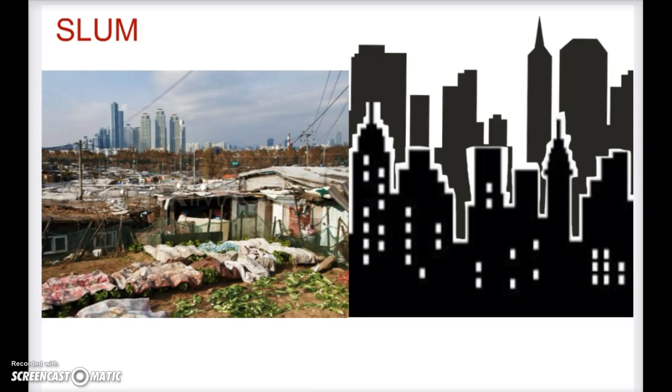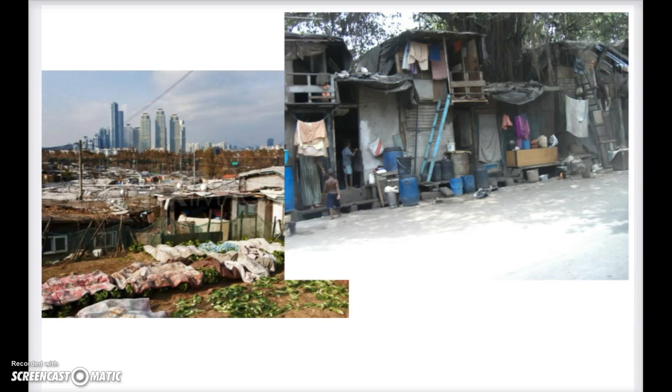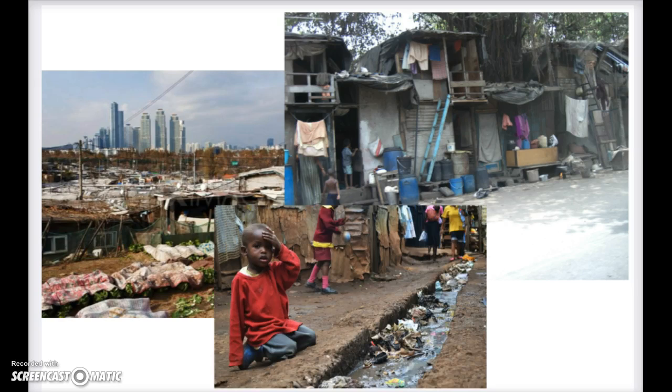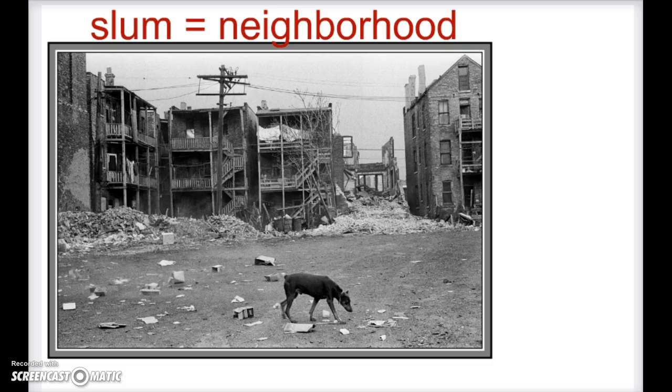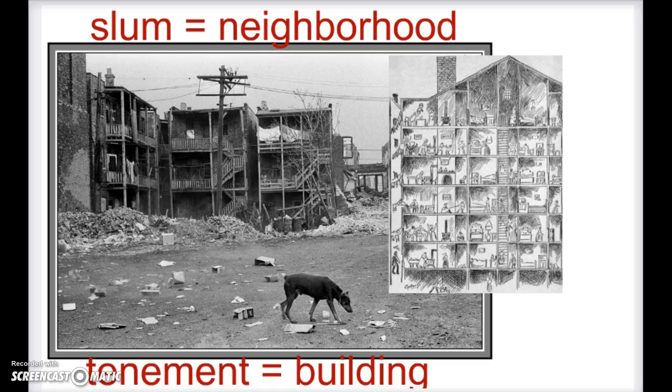People with the lowest standard of living often live in slums. A slum is a neighborhood where houses are built with whatever materials they can find, and they often do not have access to clean water. A slum is a neighborhood where people live in poverty, whereas a tenement is a single building in the slums or somewhere else in the city.